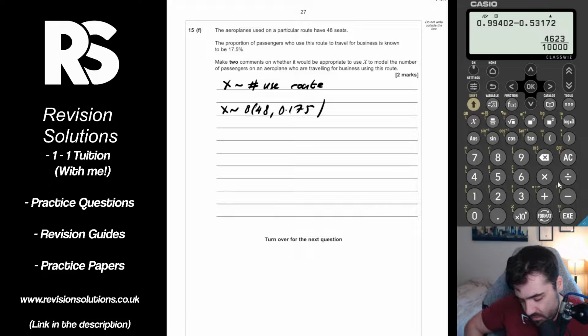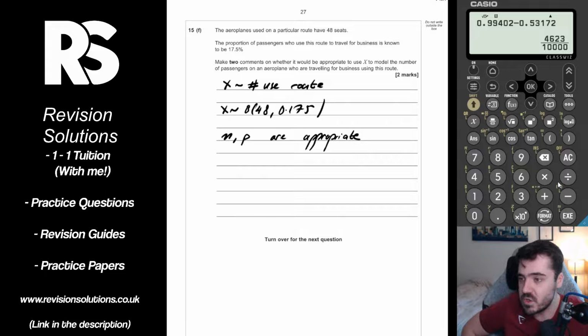Make two comments on whether it would be appropriate to use X to model the number of passengers on an aeroplane who are traveling for business using this route. Well, the n and the p are appropriate. But let's think about what the assumptions are that go into the binomial distribution. First off, your p-value should be constant, and events should be independent.